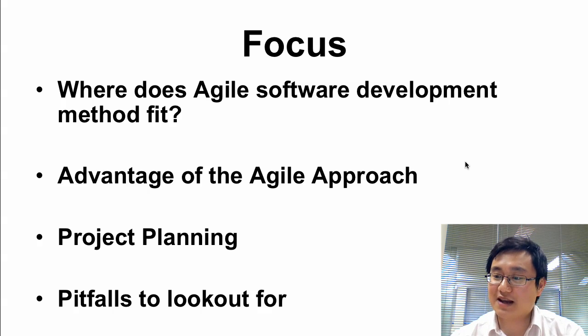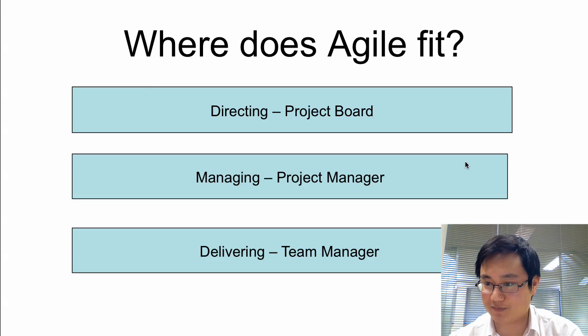So before we actually get into the Agile software development, let's first clarify how software development methodologies such as Agile fit within the broader project management framework. If we look at the Prince2 project management methodology, we can see that project management exists at three distinct layers: project direction, which is the responsibility of the project board; project management, which is the responsibility of the project manager; and the actual delivery, which is the responsibility of the team managers.